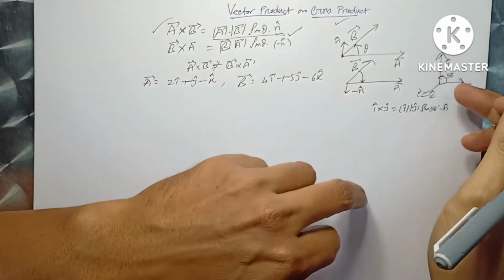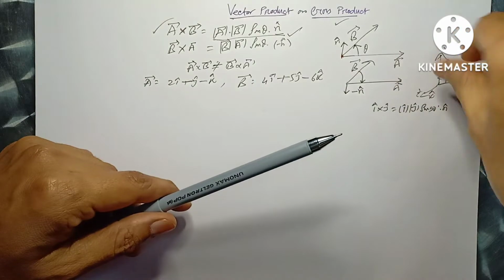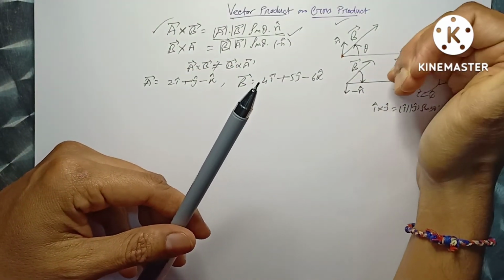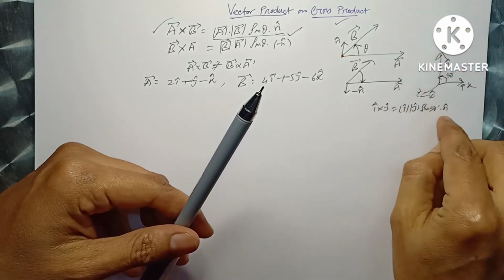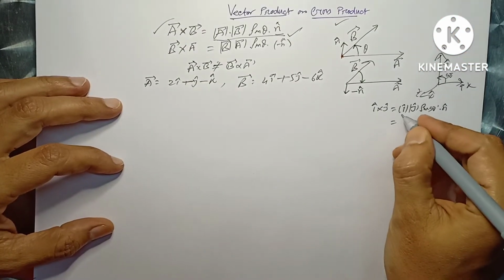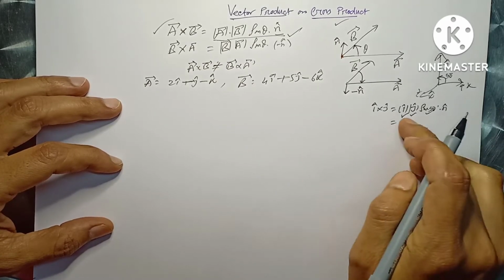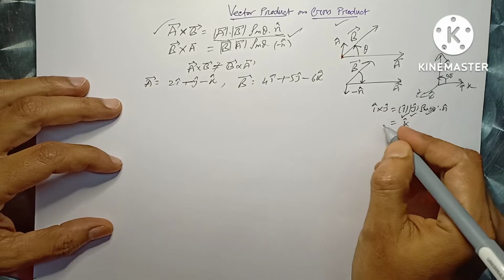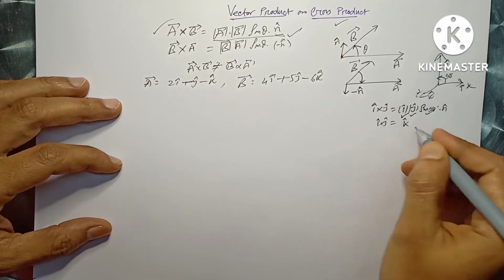So now i cap cross j cap, the anti-clockwise direction. In this case, upward direction, it will be upward positive z direction. So n cap will be positive k. In this case, this is also 1, 1, 1. All these are 1 into k cap. So we can write this is k cap. i cap cross j cap equal to k cap.